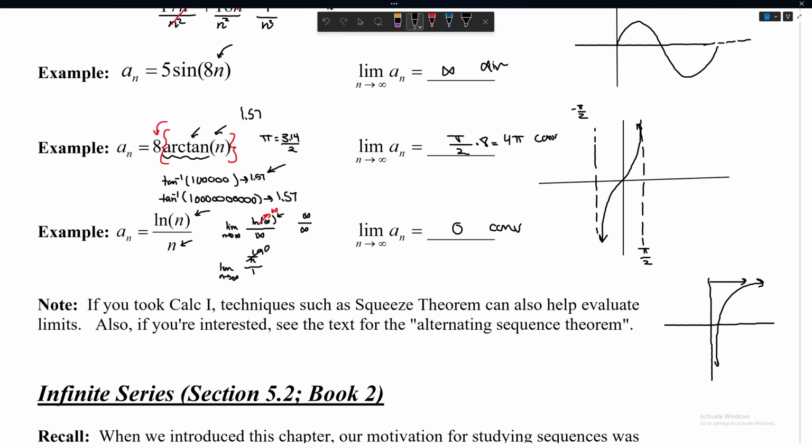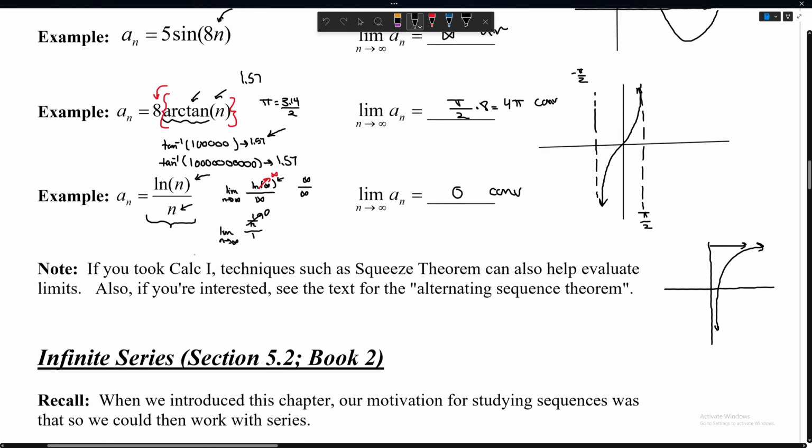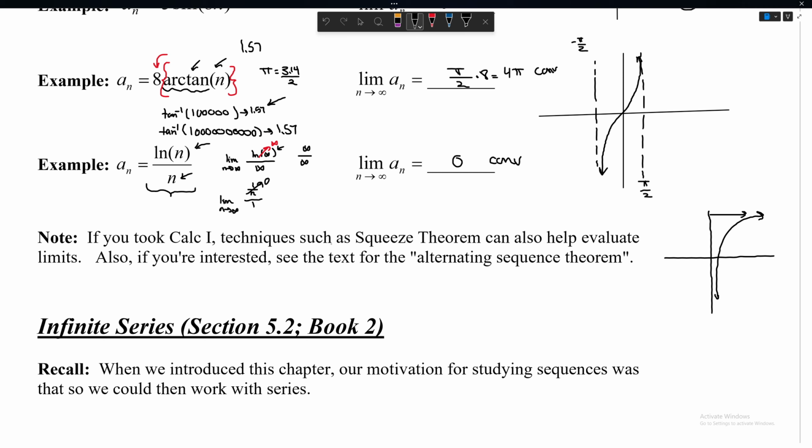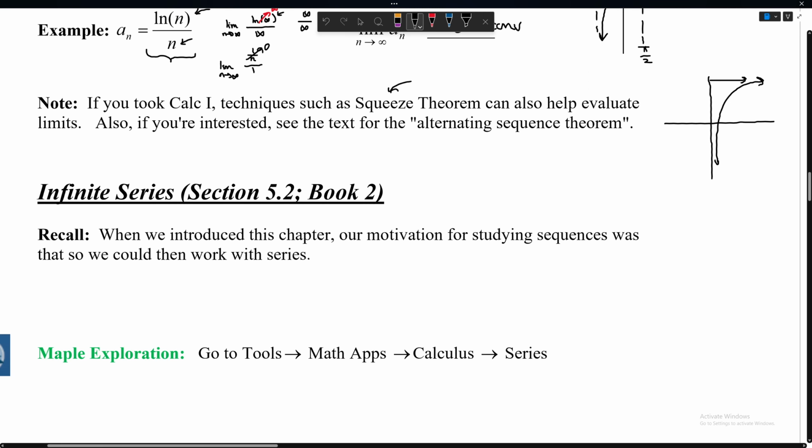All right, so I hope that explains it. What is another way you could do this? I'm trying to think. I can't think of a way besides L'Hopital. Now, I don't think they'll give you something like this on the test, because obviously we're not getting tested on Calc 1. If you took Calc 1, squeeze theorem can also help evaluate limits, so you could use squeeze theorem to also do this. But we're not getting tested on this. This is Calc 1 material.